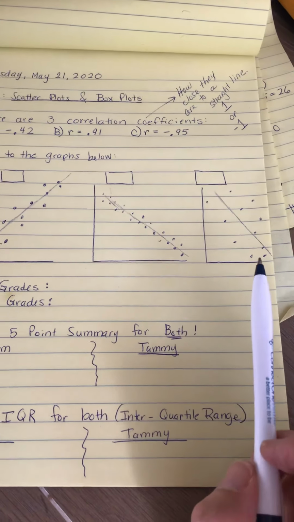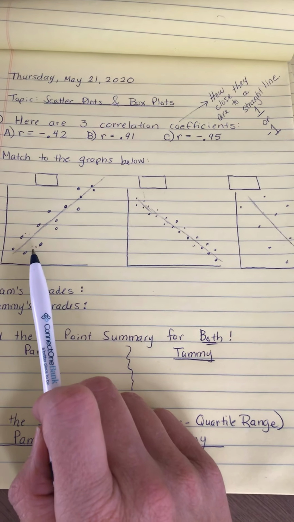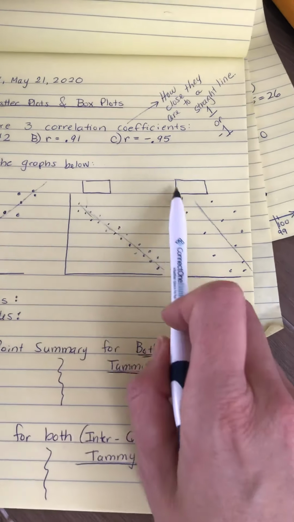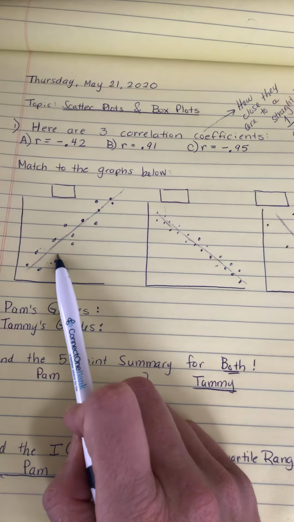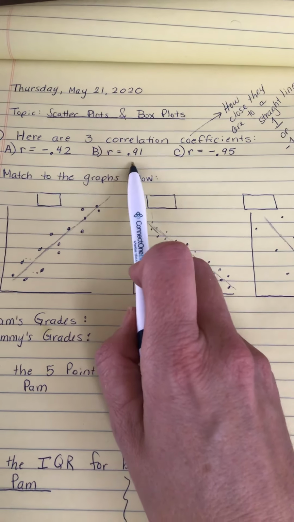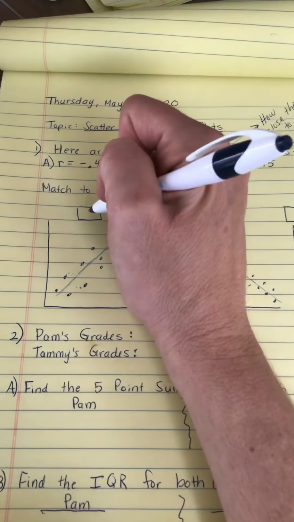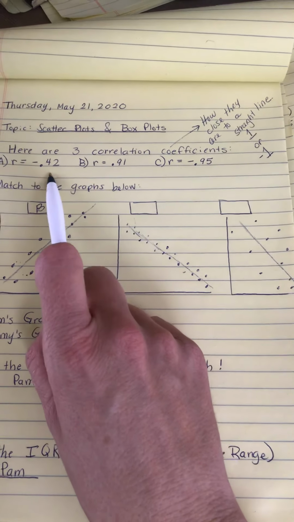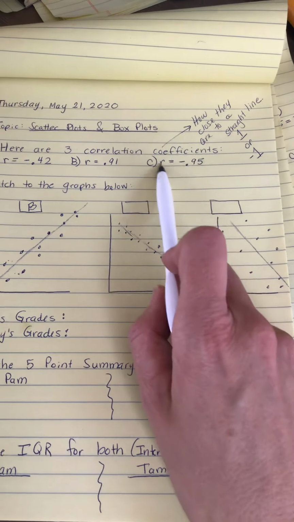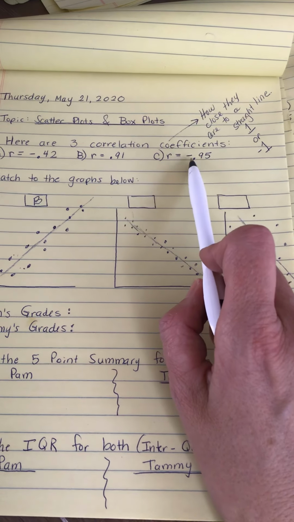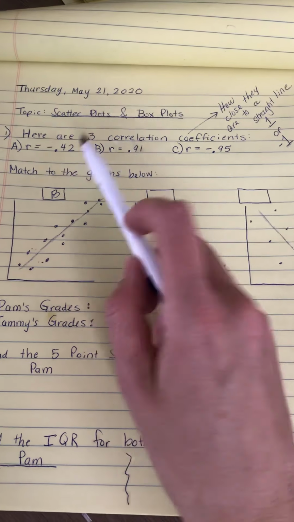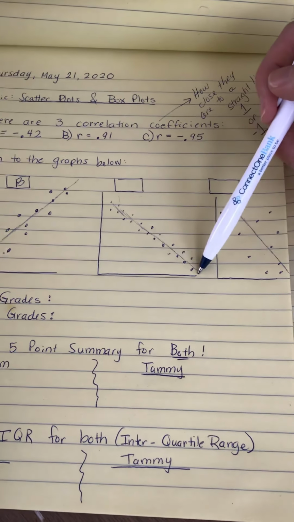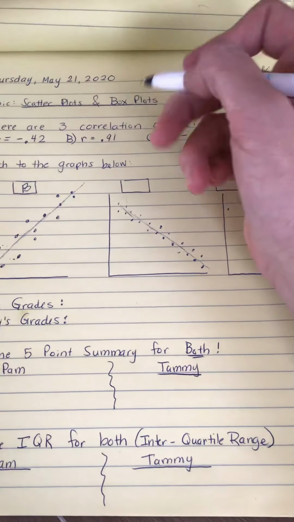Now look how close they are. This one's going up, so you have to think, is that positive or negative? These two are going down. Since this is going up, it's positive. This would have to be 0.91. So we're going to put B here, but I am going to still compare it to this one. Now that's -0.42 and -0.95. This is the closest to a line, almost to -1. This one's further away. So which one's closer to the line? These points are clearly closer to the line, so that would be -0.95. So that would be C.